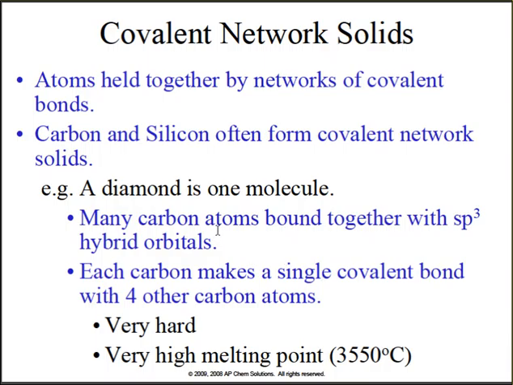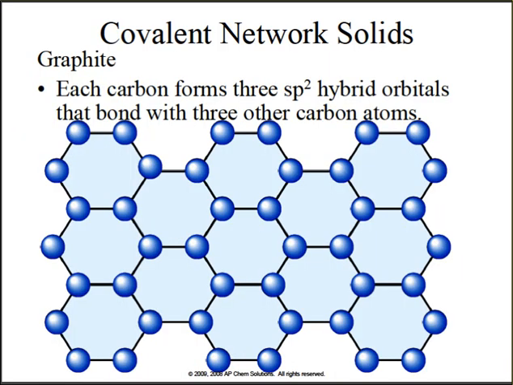Now, covalent network solid. Covalent network solid is held together by something we call a network of covalent bonds. Okay, now because of it, it becomes very, very strong. Network solids are very strong. Thus, diamond is a network solid. Very hard, very high temperature. Okay, they bond together in sp3 hybrid orbitals. So they're very strong. Network solids are very strong.